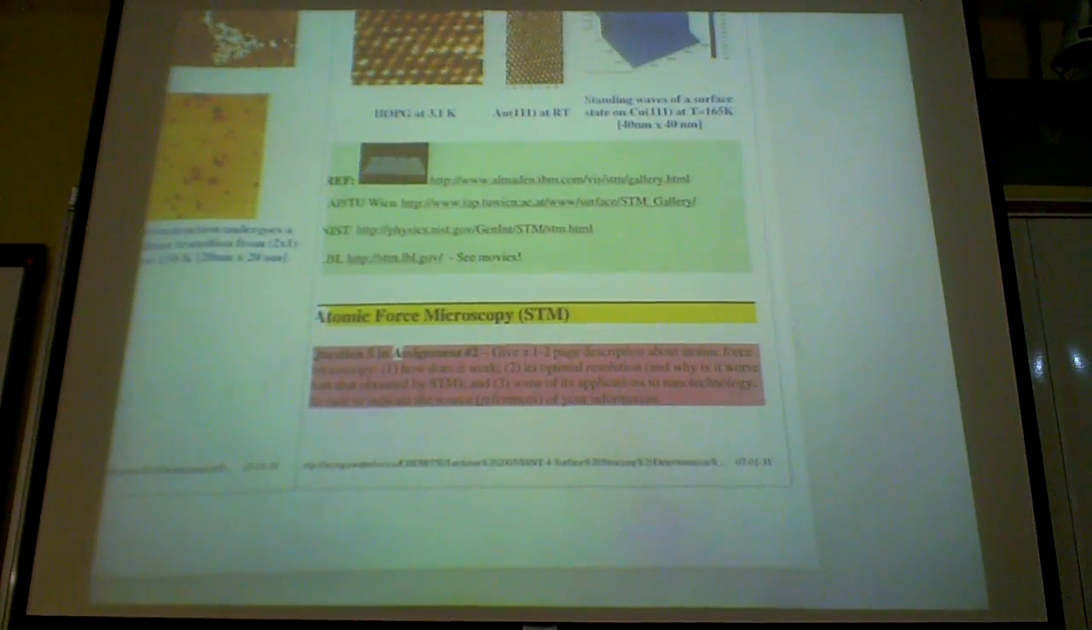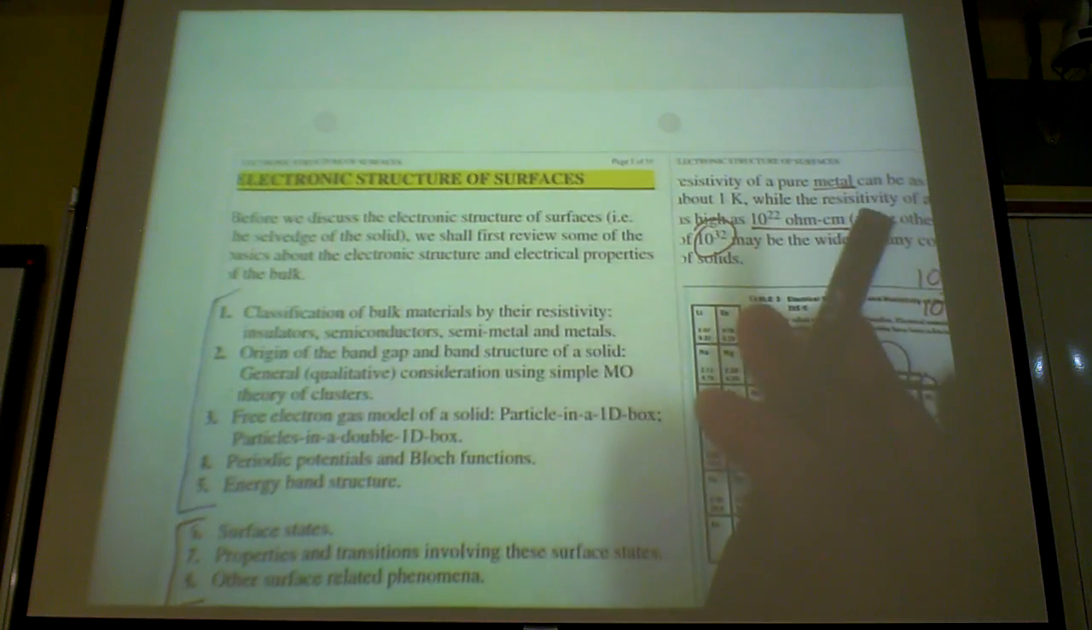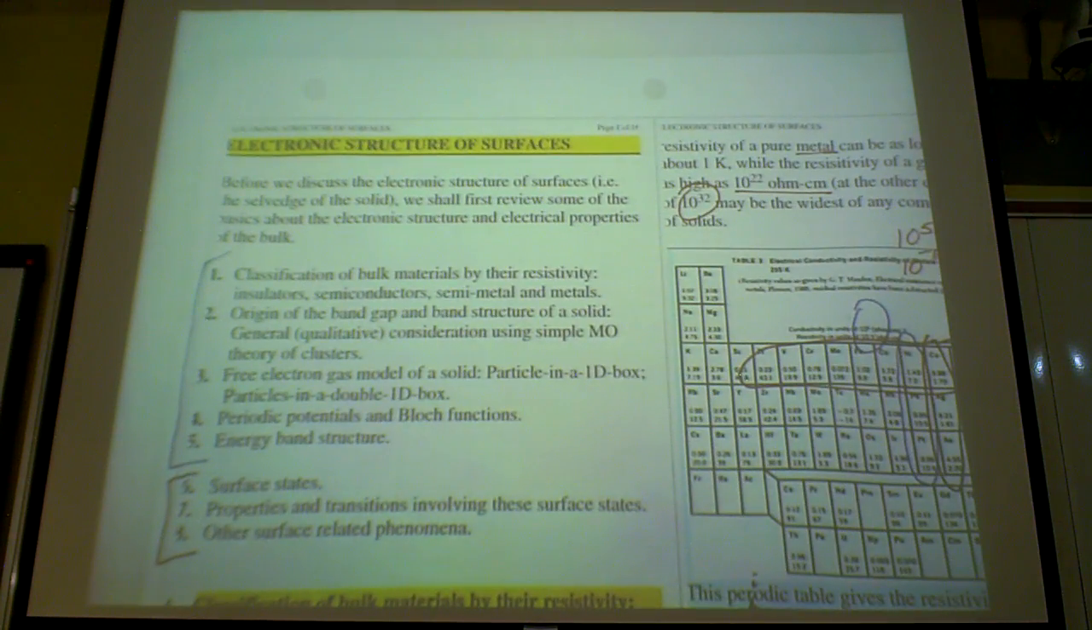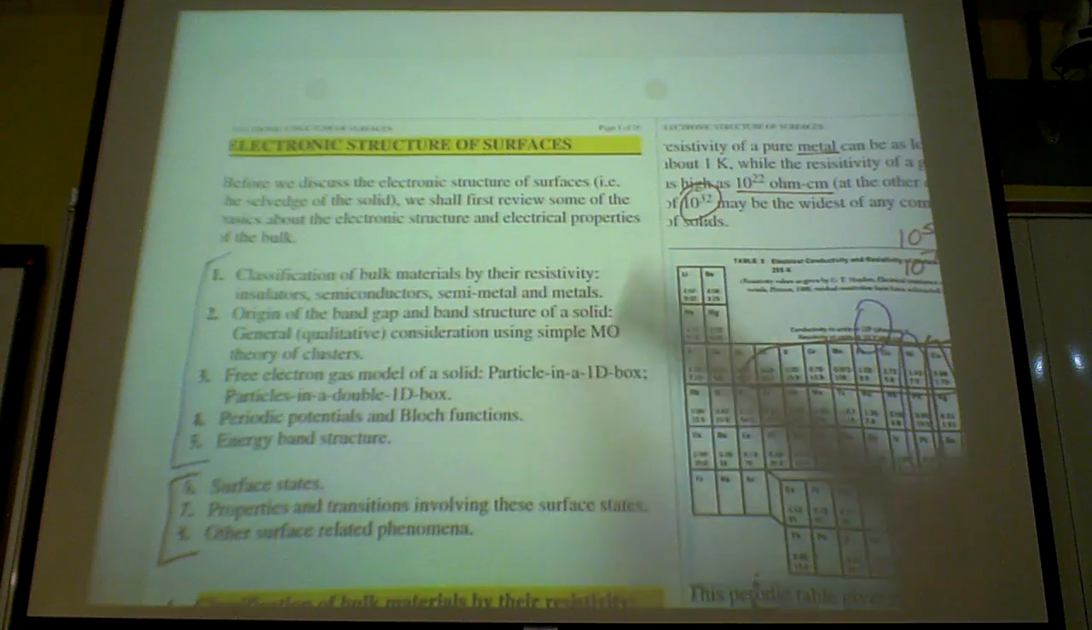Next, I'd like to tell you a little bit about, get started at least, on the electronic structure of surfaces. We have finished the second module, if you like. We're moving on to the third module about the electronic structure of surfaces. In the interest of time, I want to cover about 8 topics like this. Before we can talk about this, we need to review some of the basics.